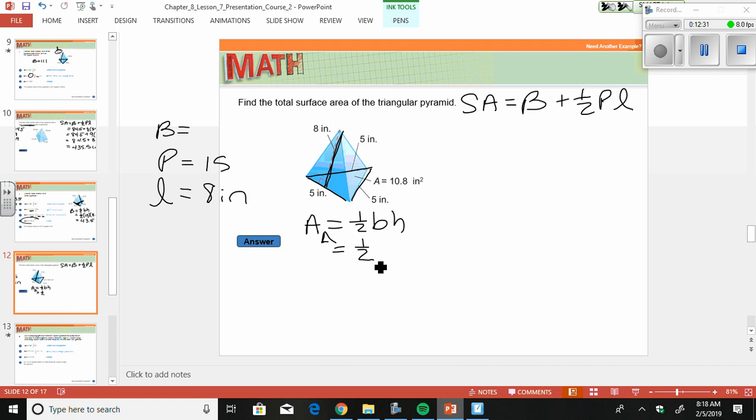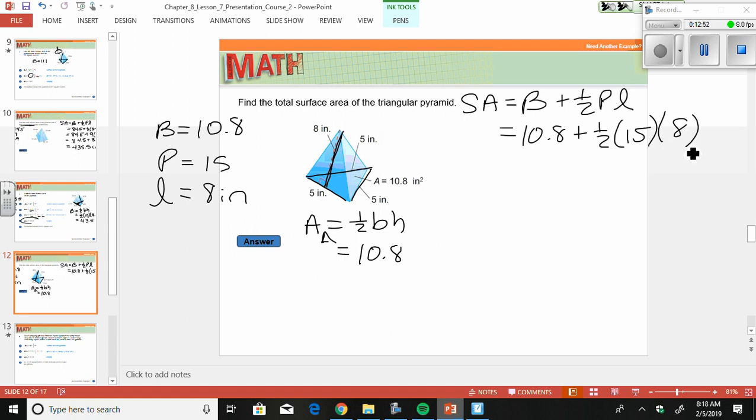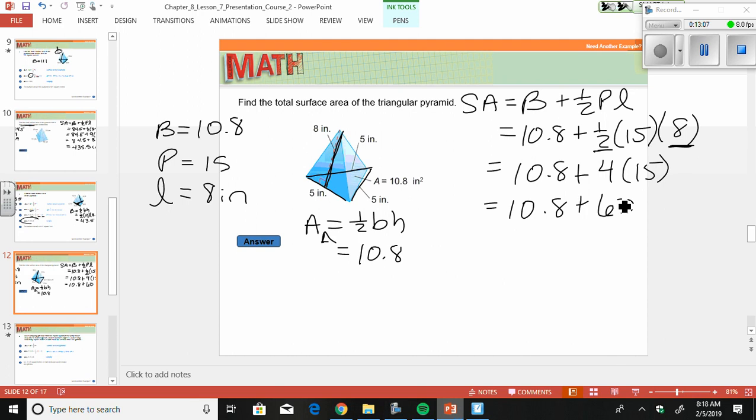So 1/2, let's see. Oh, actually, they gave it to us in this one. That was nice of them. So this is 10.8. So the area of the base is 10.8. So this will be 10.8 plus 1/2 times the perimeter, which is 15, times the lateral height, which is 8. So 10.8 plus 4 times 15, since 1/2 of 8, using the commutative property, is 4. That's where I got that. So 4 times 15 is 60. So 10.8 plus 60. So we get 70.8, and my units are inches, so square inches.